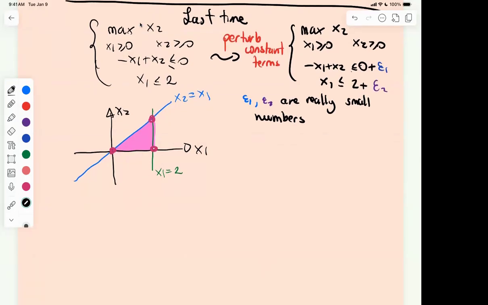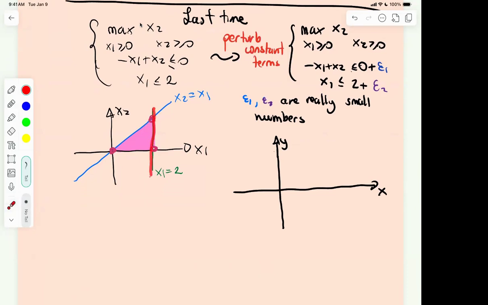So geometrically, at least in this case, what I like about this example is that you can keep track of everything pretty straightforwardly. Let's start with this line. This line corresponded to x equals 2. So you're just shifting that line by a little bit, an amount epsilon 2. It's just this line now passes at 2 plus epsilon 2 instead of 2. But that's not a big thing, the first inequality is more important.